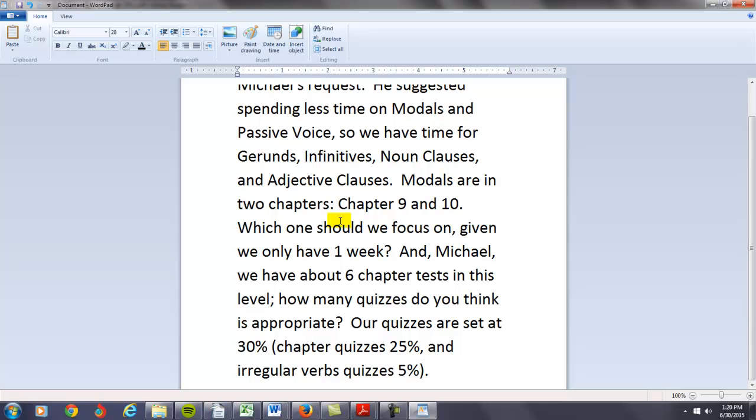And then test on the basic usage of passive voice. And then with modals, you can look through those 2 chapters and then pick out what you think is most relevant, what you think is going to help them the most. So it's going to be tough.